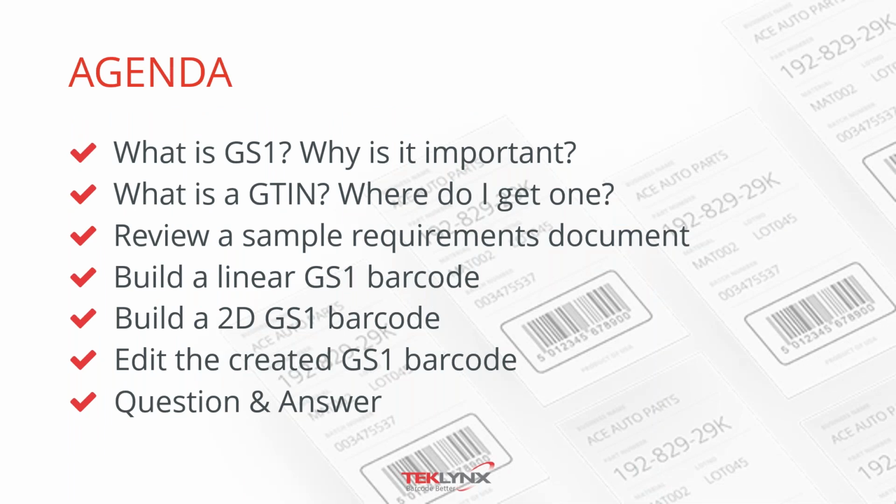Taking a look at the agenda for today, we'll be going over what is GS1 and why it is important. We're going to take a look at what a GTIN, a global trade item number, is and where you would get one. We'll review that sample requirements document I was referring to earlier, and using that, we'll build a linear GS1 barcode. We'll also use that to build a 2D barcode using the same wizard. We'll also go back and modify those created barcodes using the same wizard. And lastly, we'll slide into the Q&A section.